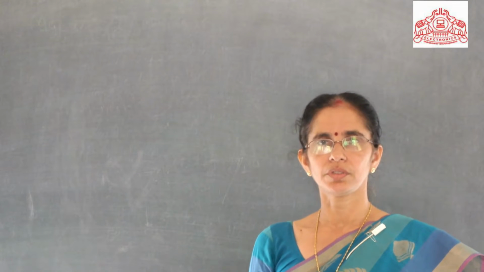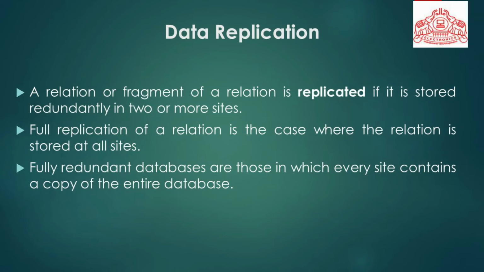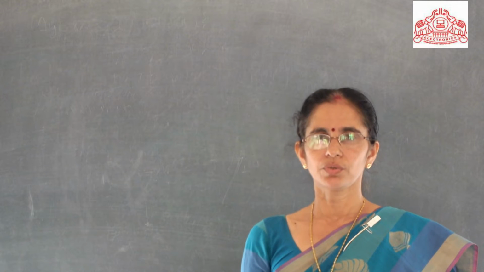Now coming to replication itself. In data replication, a relation or a fragment of a relation is replicated in different sites. A full replication of a relation may be done where all the participating sites store the same relation. We call this a fully replicated copy. Now coming to fragmentation.